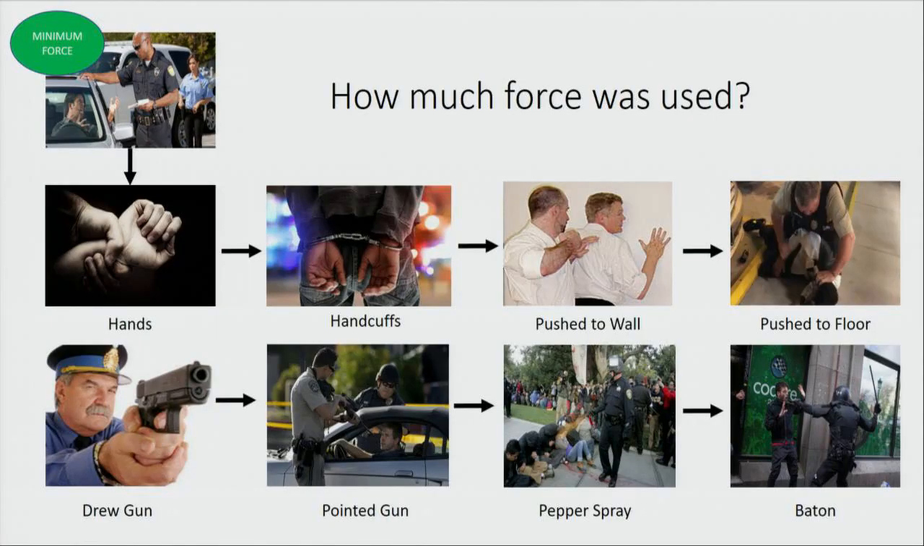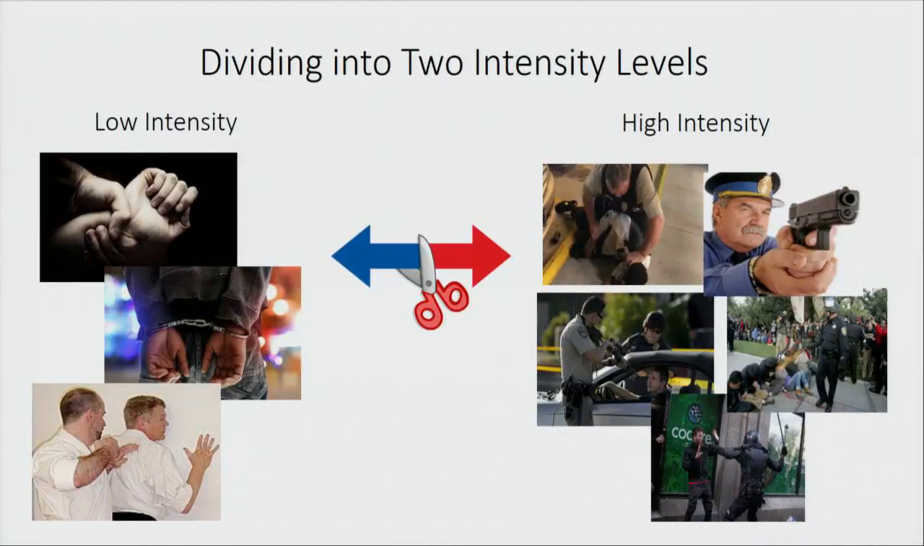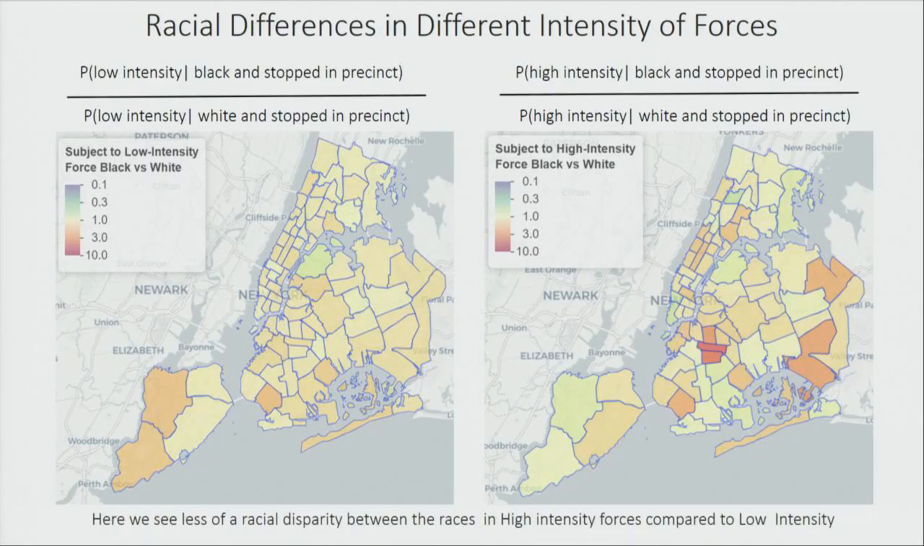So that was for any force used, but the data set actually had different amounts of force. So now let's look at how much force was used. Is there a difference between the level of intensity that might affect the color of the person? So what we did was we decided to split all the forces into two different intensities: low intensity and high intensity. And we use these intensities to calculate racial differences.